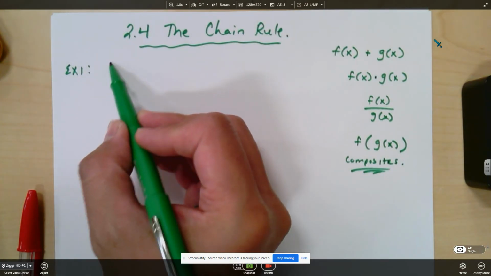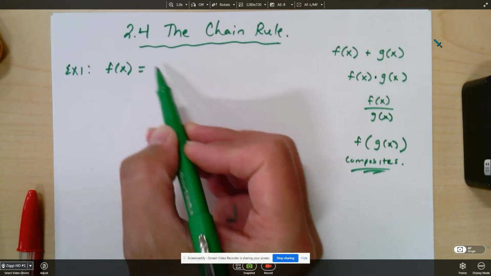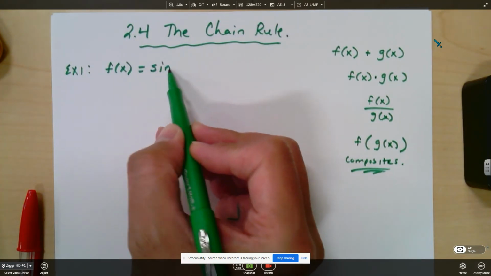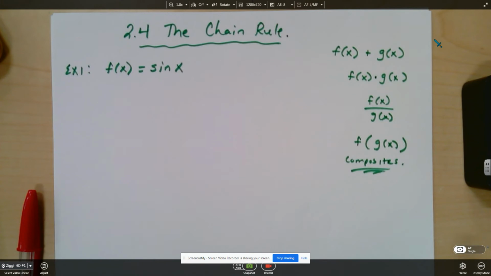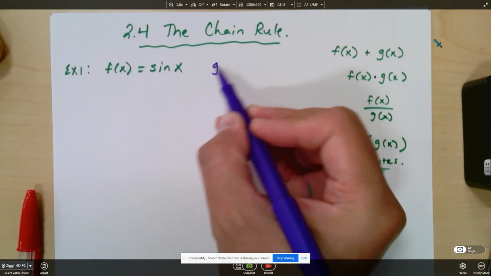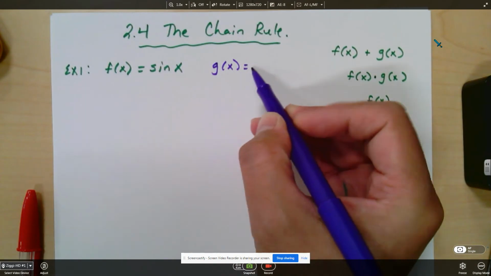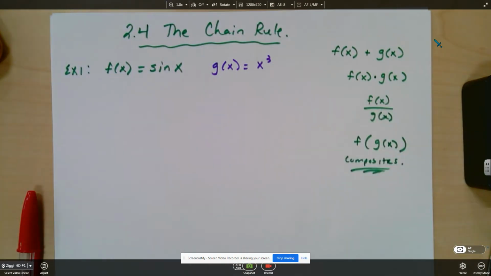So let me pick an equation, and this isn't a composite yet, but I'm going to start off with just one of them. f of x equals sine x, and g of x equals, say, x cubed. And let me take their derivatives individually before I compose them.